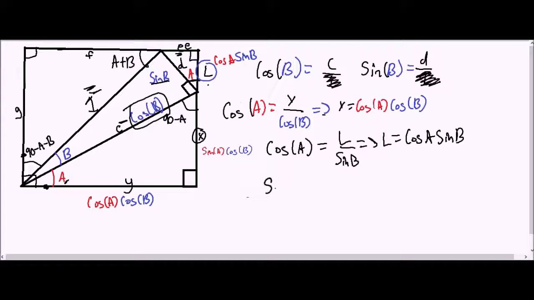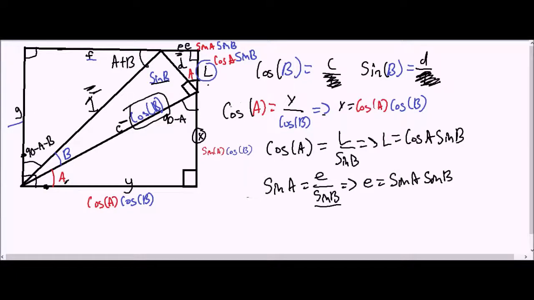So I know that sine of A is equal to E over this length over here, which is sine of B. So multiplying both sides by sine of B, we get E is equal to sine of A times sine of B. So this over here is equal to sine A sine B. Now we have two more sides to solve for. We're almost at the end. We have F and we have G.